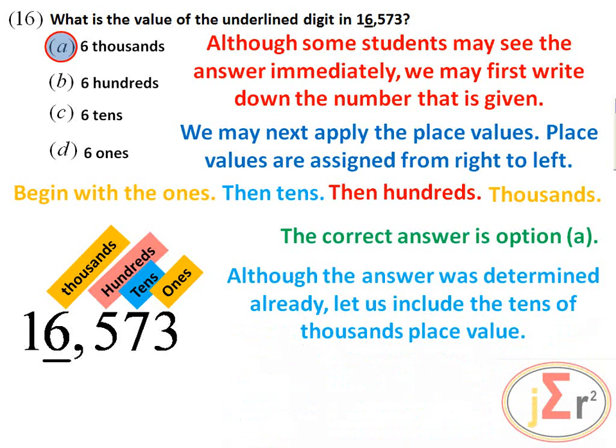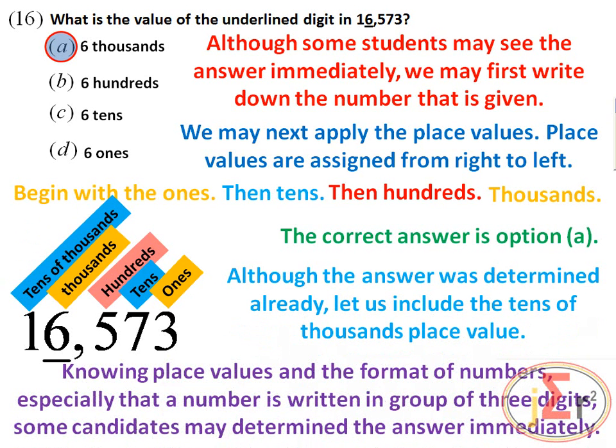Although the answer was determined already, let us include the tens of thousands place value. So there it is, tens of thousands. Knowing place values and the format of numbers, especially that a number is written in groups of 3 digits, some candidates may determine the answer immediately like Jerry did. Because the candidates are fully aware of the digits and their place values, and it is important that we understand that numbers are written in groups of 3 digits, that will also help.